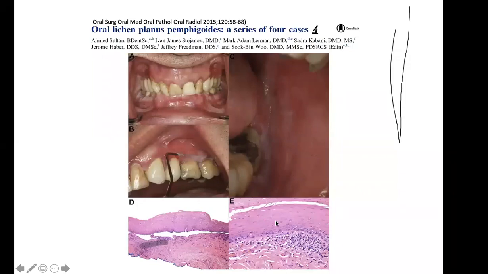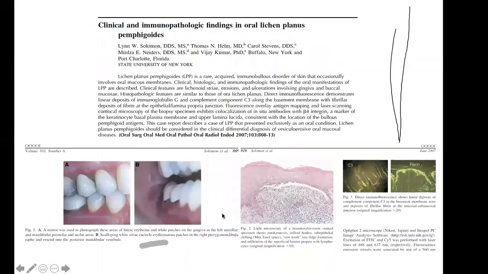The picture on the bottom right, the histology, shows atrophy of the epithelium with atrophy of the basement membrane, absence of rete ridges, isolated colloid bodies, and inflammation in the most superficial parts of the connective tissue, what we call a lichenoid mucositis. The picture on the bottom left, letter D, shows a subbasal separation, which is pemphigoid-like. Here's another paper by Lynn Solomon, and you can see these clinical lesions. They look like erosive lichen planus, and on biopsy, you see the subbasal separation with sawtooth-like epithelial rete ridges.